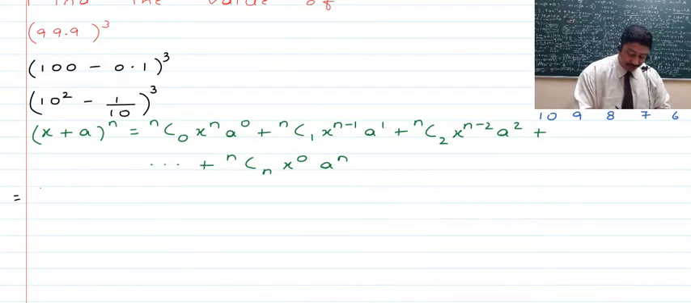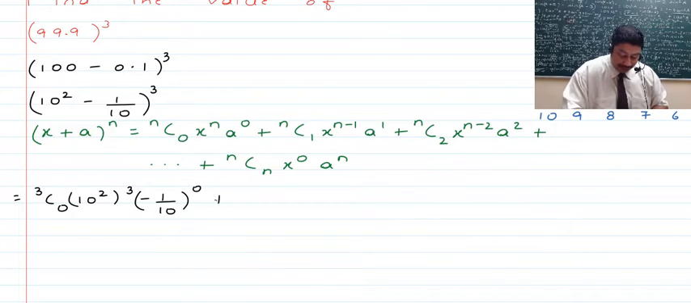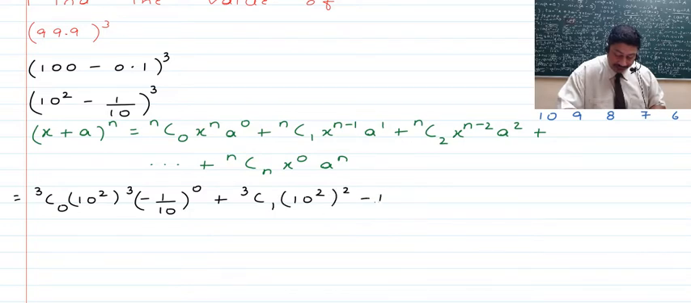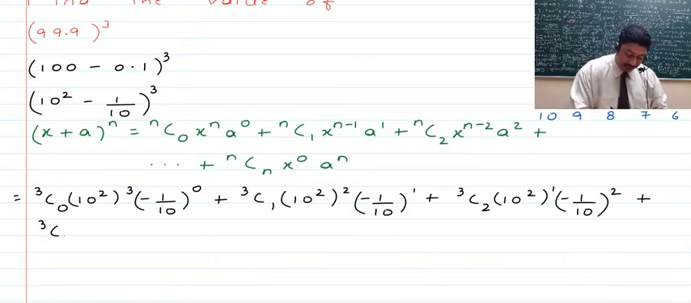So next, we talk about expanding this. So this comes to 3C0, right? Then we have 10 raised to the power 2, which is x raised to the power 3, times minus 1 upon 10 raised to the power 0, plus we have 3C1 (10 raised to the power 2) raised to the power 2 times minus 1 upon 10 raised to the power 1, plus 3C2 (10 raised to the power 2) whole raised to the power 1 times minus 1 upon 10 whole raised to the power 2, and to that is added 3C3 (10 raised to the power 2) whole raised to the power 0 times minus 1 upon 10 raised to the power 3.